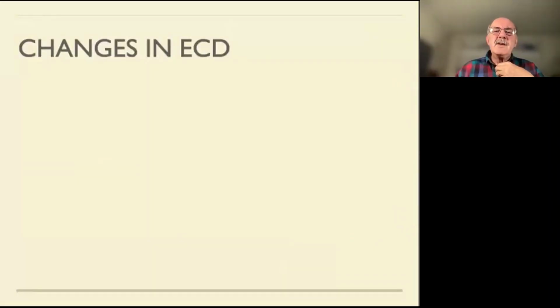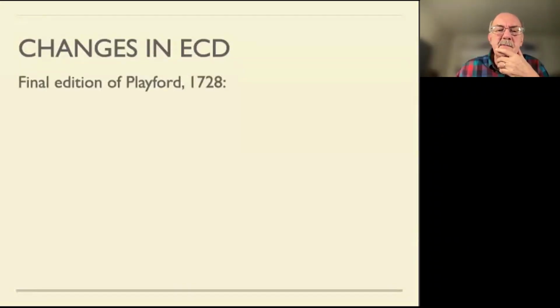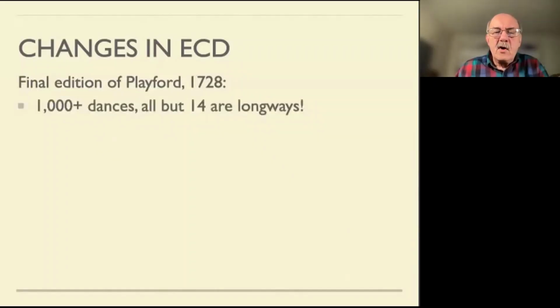By the early 1700s, a lot of the variety has disappeared. This trend continues and informs the dancing in Jane Austen's time. So we move from the final edition of Playford, all but 14 are long ways dances.